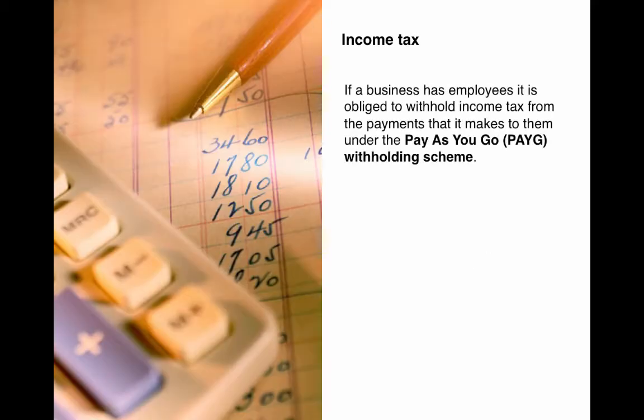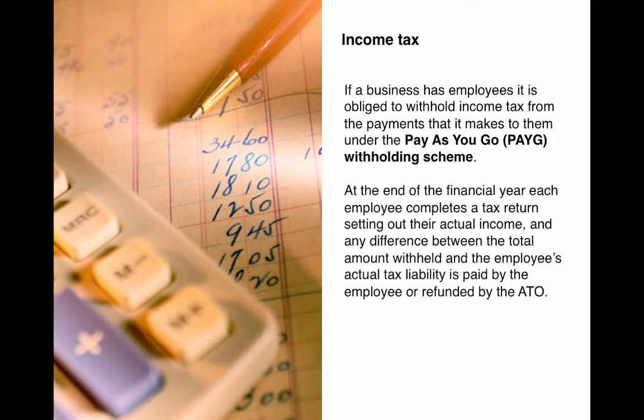If a business has employees, it is obliged to withhold income tax from the payments that it makes to them under the pay-as-you-go withholding scheme. At the end of each financial year, each employee completes a tax return setting out their actual income, and any difference between the total amount withheld and the employee's actual tax liability is paid by the employee or refunded by the Australian Taxation Office.